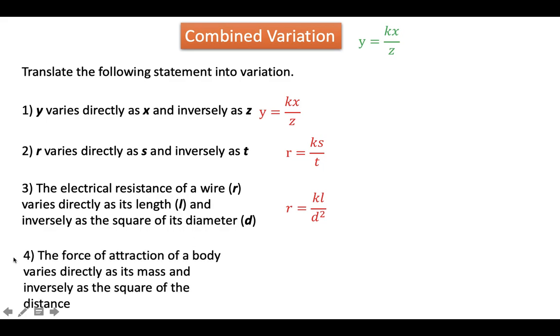Lastly, the force of attraction of a body varies directly as its mass and inversely as the square of the distance. So we represent F for force, M for the mass, and D for the distance. So it is F is equal to K times M over D squared, where K is the constant.